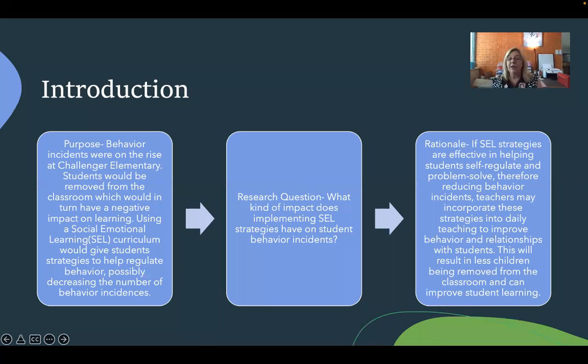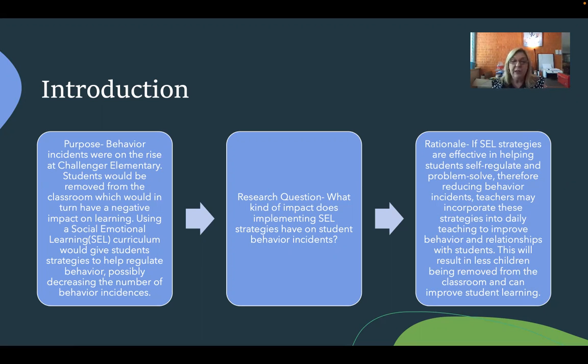The purpose for this action research was that behavior incidents were on the rise at Challenger Elementary. Students would be removed from the classroom, missing instructional time. We had implemented a positive behavior intervention system, but yet this was not causing a decrease in behavior referrals. So I wanted to see if using a social emotional learning curriculum and those kinds of strategies would have a better impact upon the student's behavior.